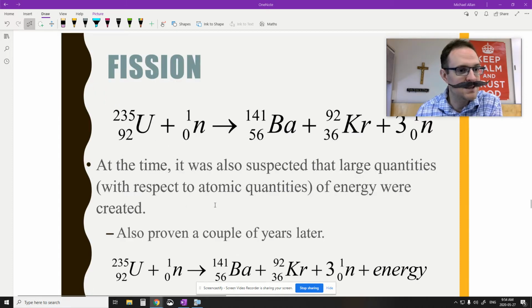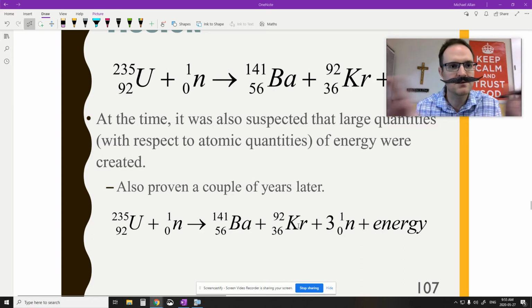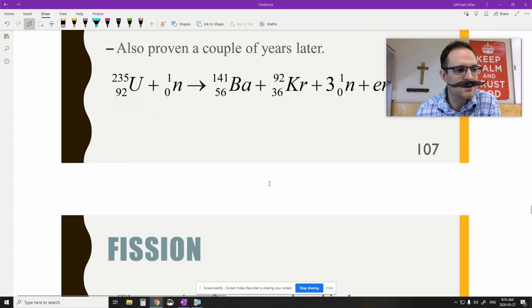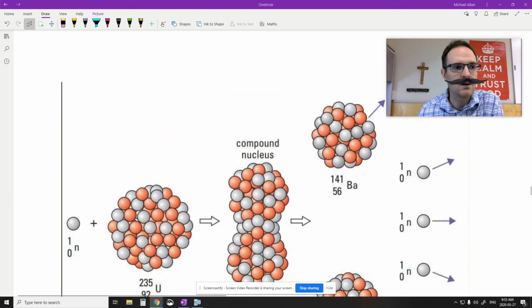I suspected at the same time that large quantities of energy were going to be created as well. All right, and it was proven many years later, a couple of years later here, that some energy is released in the form of kinetic energy. So all these pieces are being shot off in different directions. We've got kinetic energy, we've got gamma radiation coming out of this, because all these energy shells had to restructure themselves to the new energy shells that barium and krypton have. And so we got lots of energy coming out of this. And it just makes sense because that's how an atomic bomb kind of really works, or how nuclear fission works.